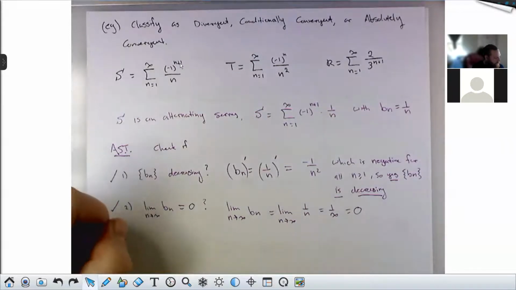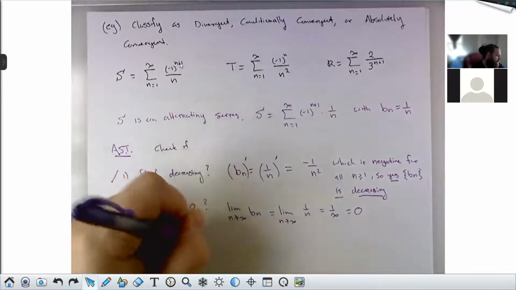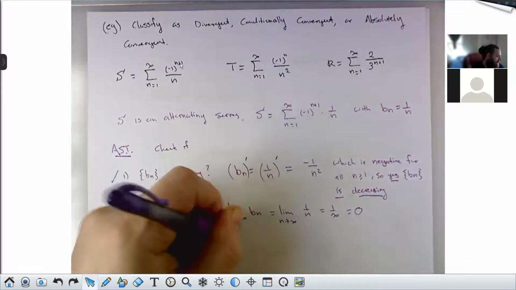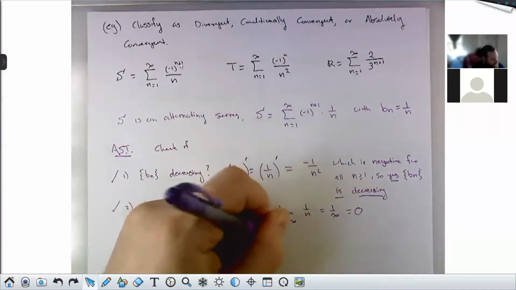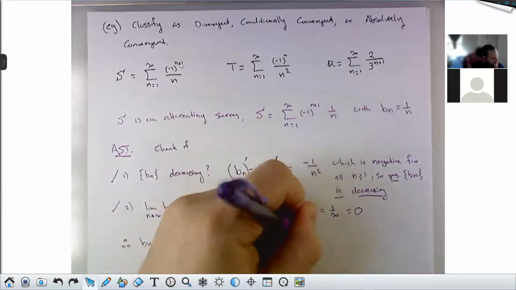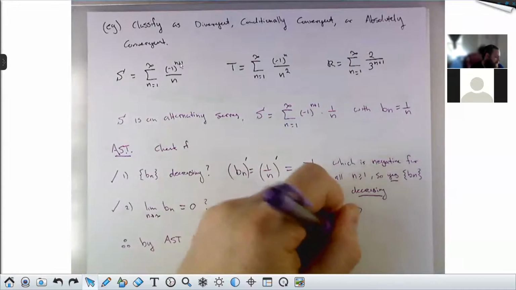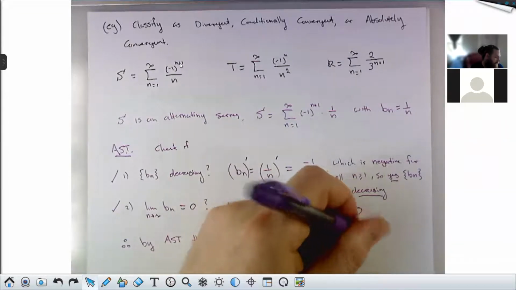Therefore, by AST, the series S equals the sum from n equals 1 to infinity of (-1)^(n+1) over n converges.